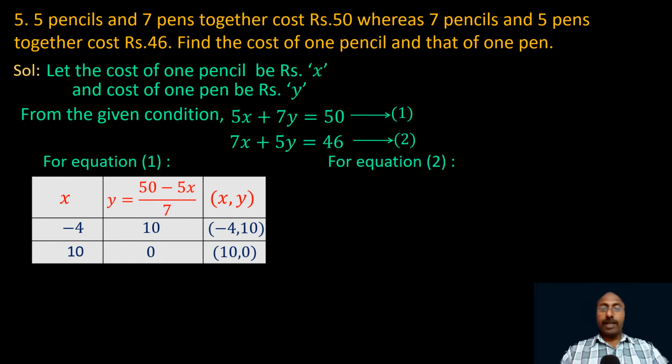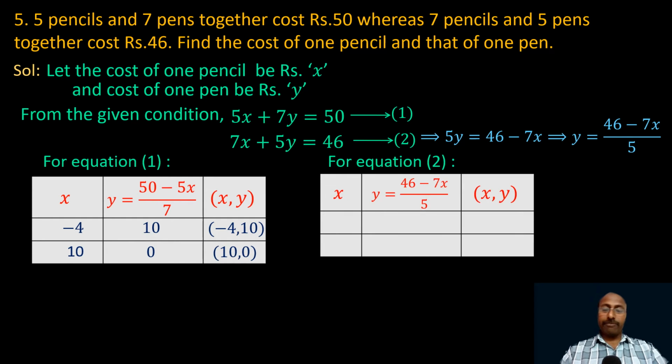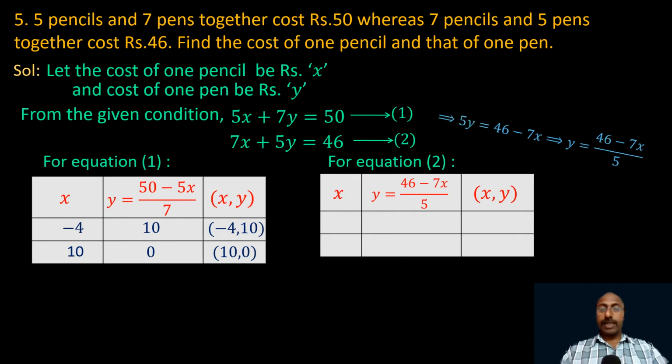And similarly, draw the table for equation 2. So from equation 2 we have 5y is equal to 46 minus 7x, and from that we can write y is equal to (46 minus 7x) by 5. So take the table. If we take x equal to minus 2, then y equal to 46 minus 7 into minus 2, which is plus 14. So 46 plus 14 is 60. 60 by 5 is 12. So the point is minus 2 comma 12.